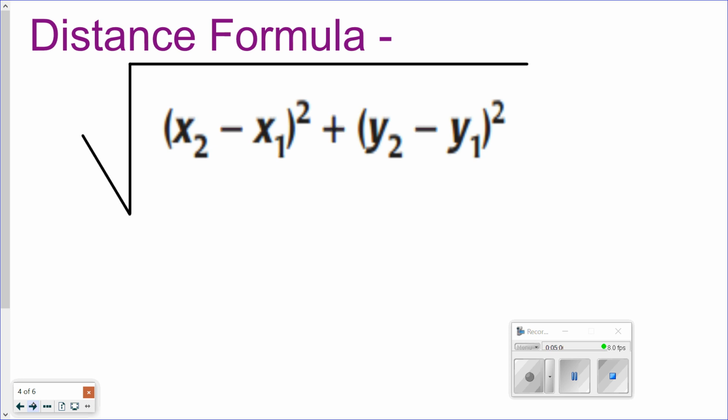Next, we're going to talk about the distance formula. The distance formula is the square root of (x2 minus x1) squared plus (y2 minus y1) squared. We're going to use this formula if our coordinates are not plotted on a coordinate plane, and we cannot use the Pythagorean theorem.